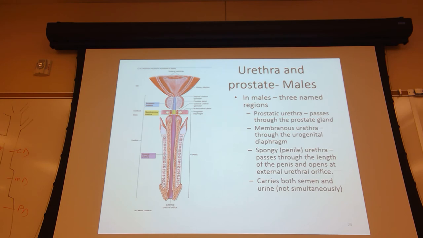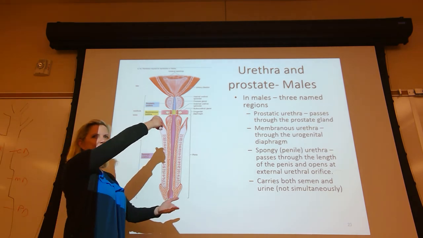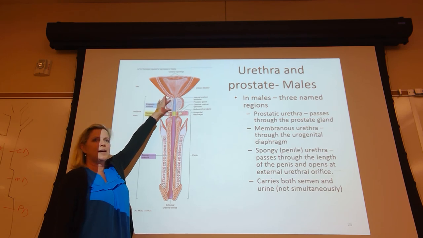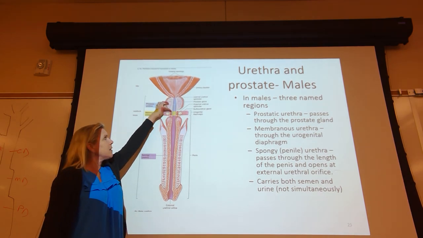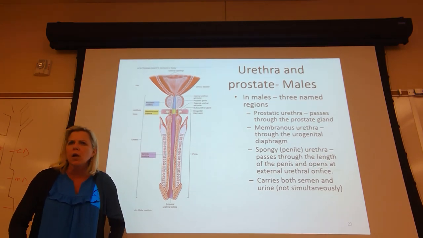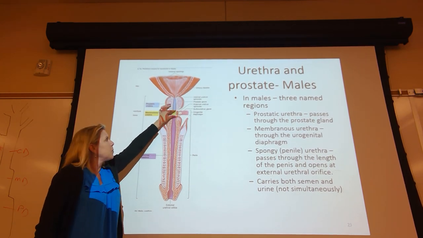For males, look how long their urethra is. That's a long ways to snake something all the way up to the gutter. Three parts to their urethra. Here's the prostate, prostatic urethra, then the part that's going through the urogenital diaphragm. That's your pelvic bowl. So that's the membranous urethra.